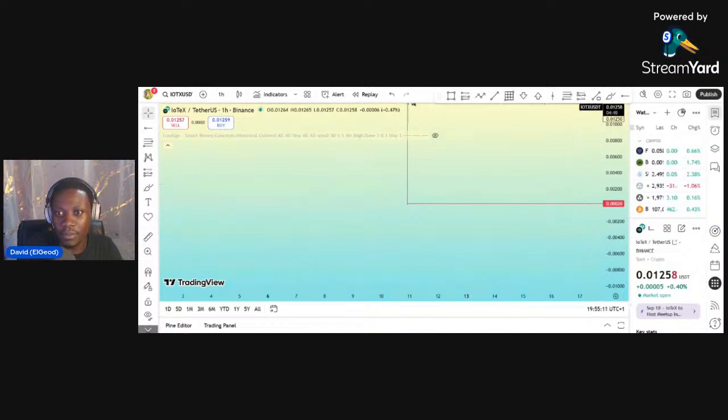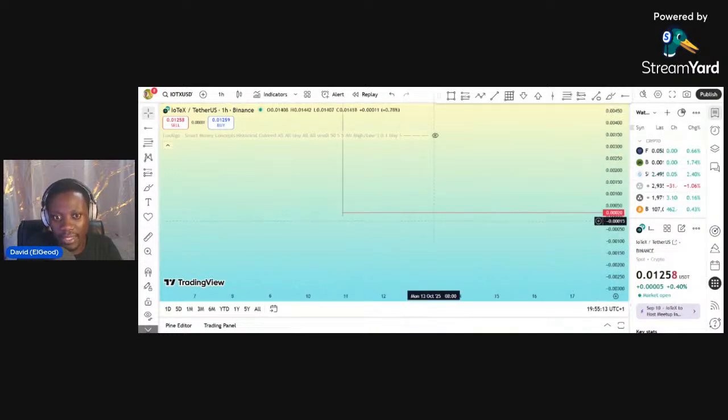So you can see what happened, right? This was where it got to, on Binance. But on the chart, it was like 0.0000. So that means it got to 0.0006. So look at that.